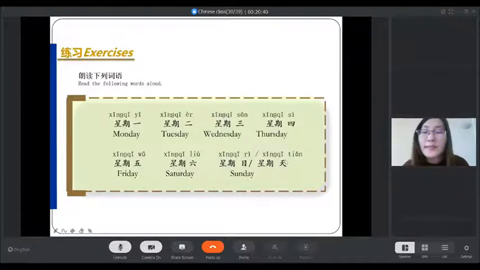For Sunday we use 星期日 or 星期天. There are two names for Sunday. But from Monday to Saturday, we use number 1 to number 6. Again: 星期一, 星期二, 星期三, 星期四, 星期五, 星期六, 星期日 or 星期天. So these all use numbers. When we talk about weekday, we use numbers. When we talk about months in Chinese, we use numbers. And the year, we use numbers.